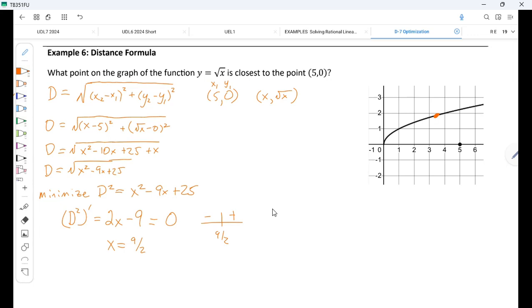The question says what point on the graph. So our point is 9 halves, comma, root 9 halves. Yep. Which is a great, great final answer. If it were multiple choice, it might be written like this.